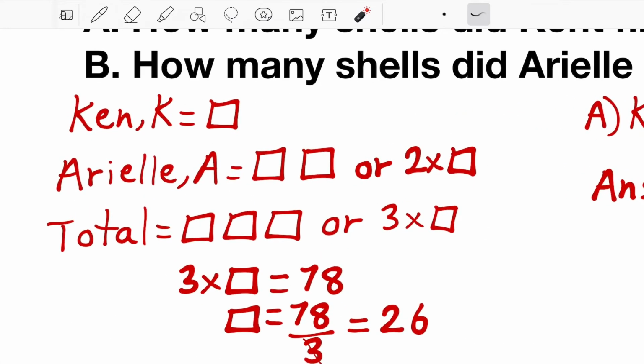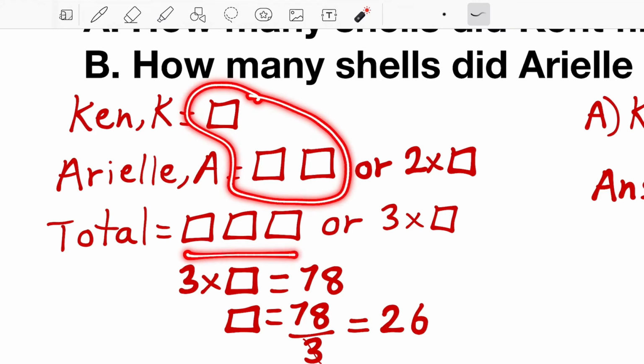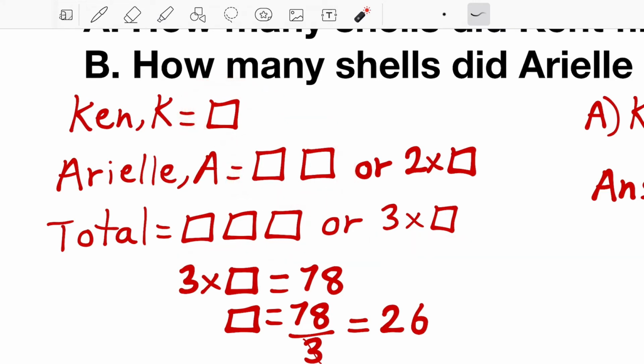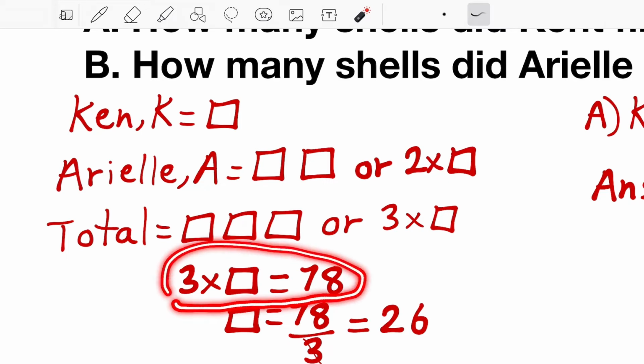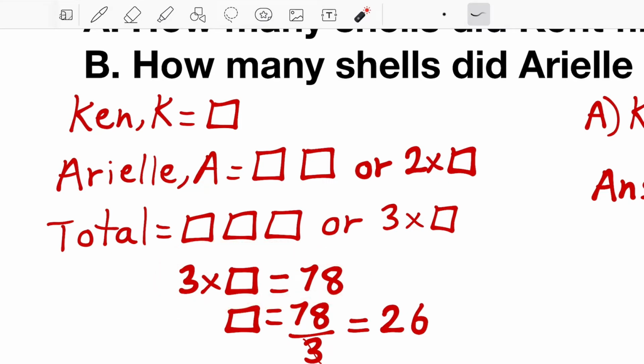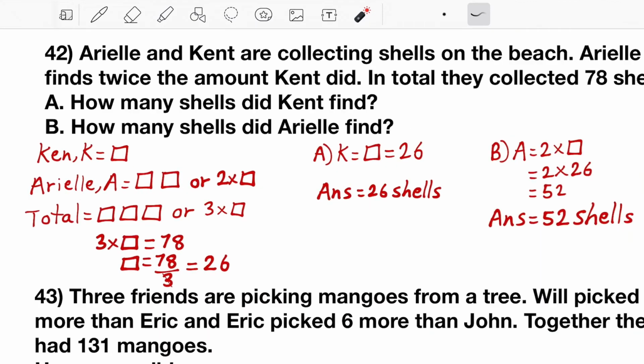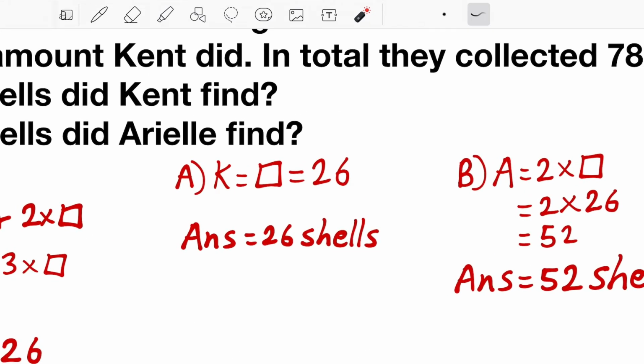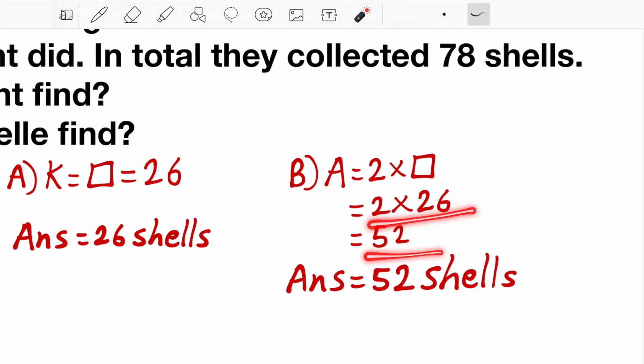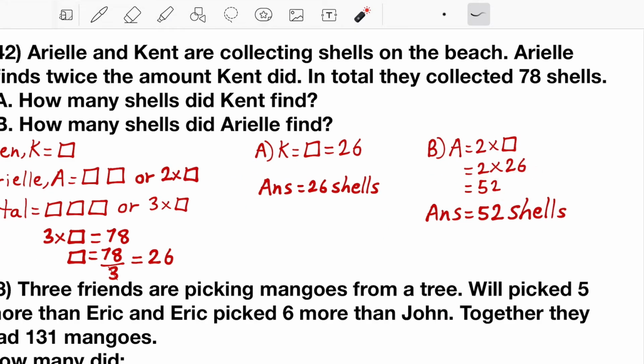So we can use K for short for Kent, is equal to box. And since Ariel is twice the amount, we can put 2 boxes, or 2 times box. So that's a total of 1 plus 2 is 3 boxes, or 3 times box. So 3 boxes is equal to 78. So we're going to work in reverse. Instead of multiplying by 3, we are going to divide by 3 to get the answer. So 1 box, or Kent, is equal to 26. And Ariel is twice that amount, which is 52. So 26 and 52 shells.